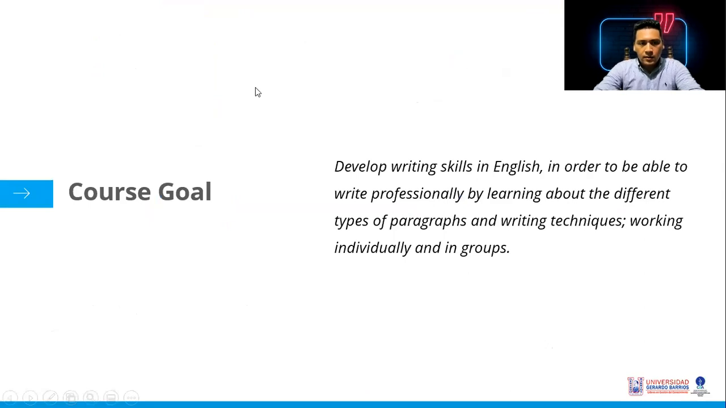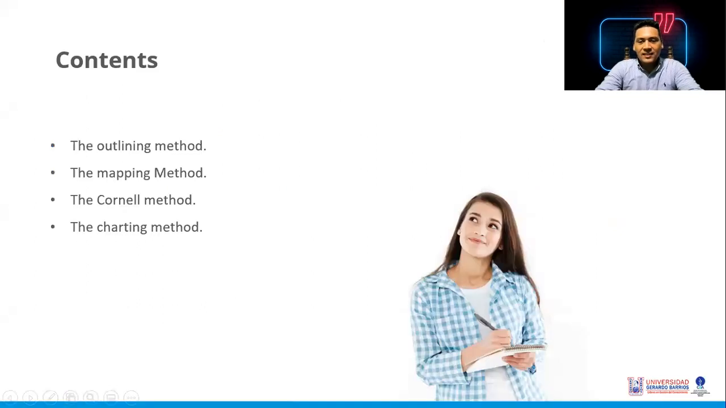And the course goal is the same, because this is the goal that we have for the whole course. So we're going to just skip this slide. We're going to the next slide, and here are the contents. In the contents, we have four methods for note taking: the outlining method, the mapping method, the Cornell method, and the charting method. Those are the four methods that we're going to be discussing today.